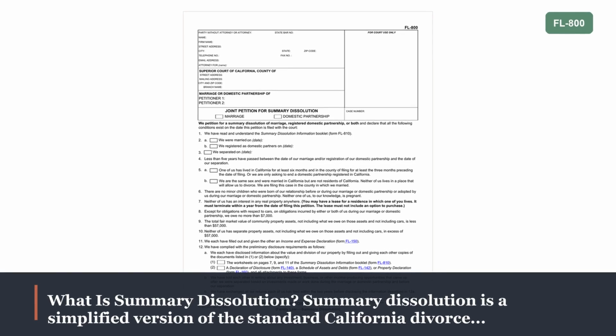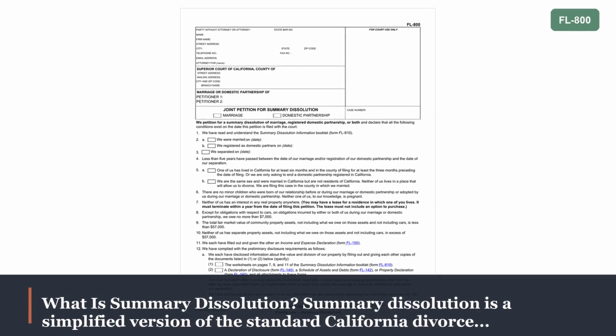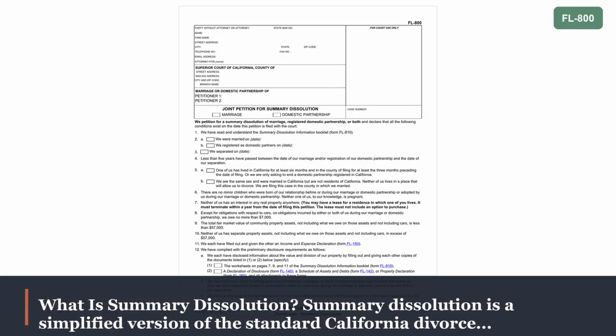What is summary dissolution? Summary dissolution is a simplified version of the standard California divorce process designed for couples with short marriages, no children together, and simple finances. Instead of one spouse filing and the other responding, both spouses file Form FL-800, Joint Petition for Summary Dissolution, together. The trade-off for this simpler process is a strict eligibility test.